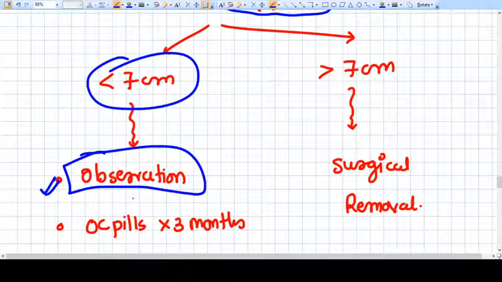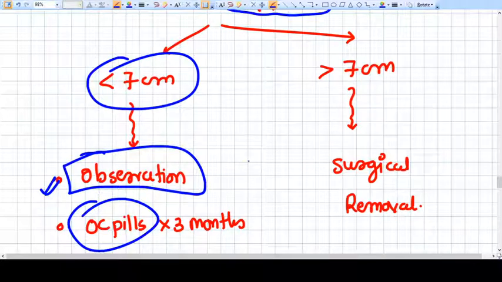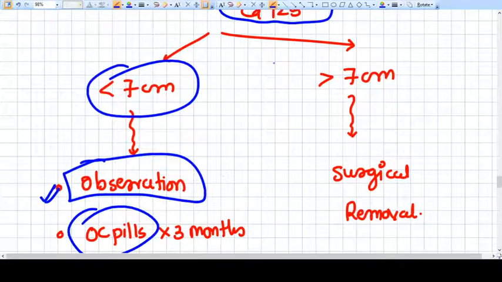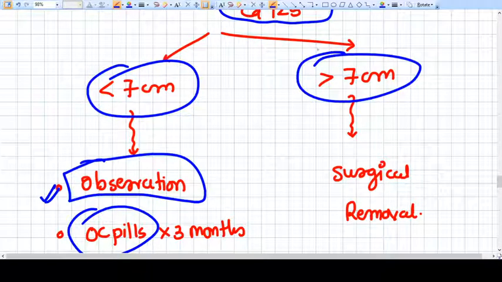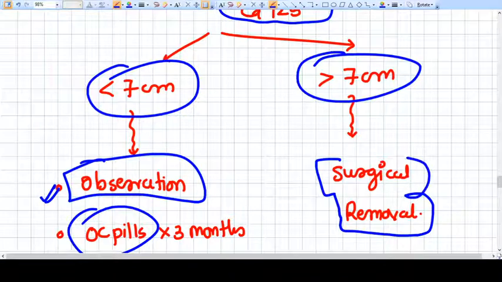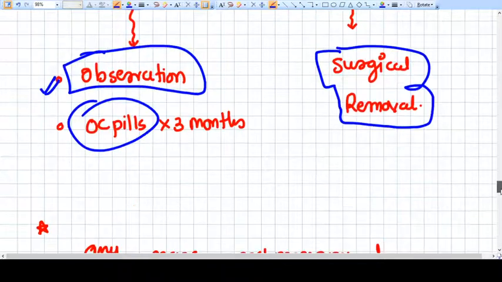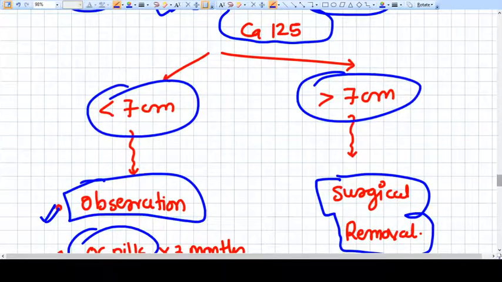give a 3-month treatment of OC. This will regularize the hormonal balance. If it is more than 7 cm, then we are on the line of surgical removal of that cyst, because it takes time to regress.